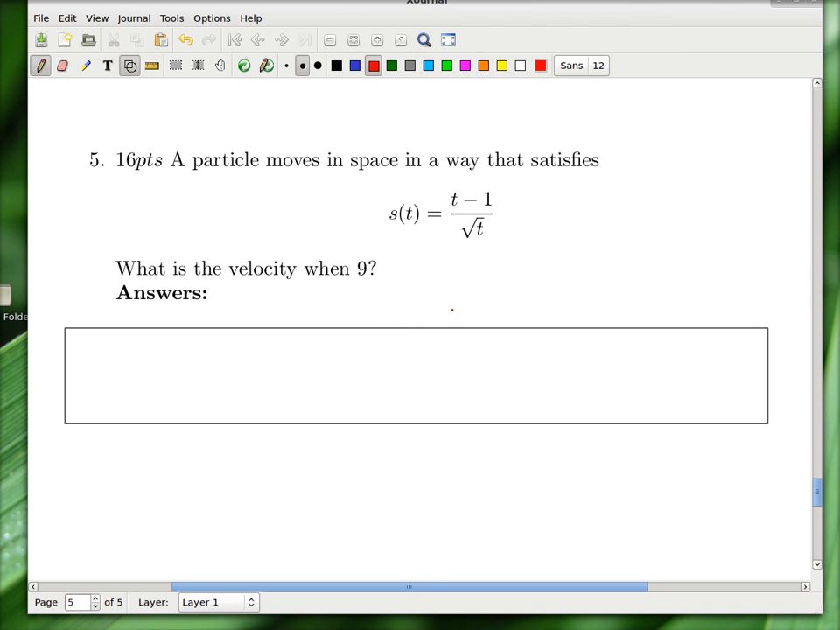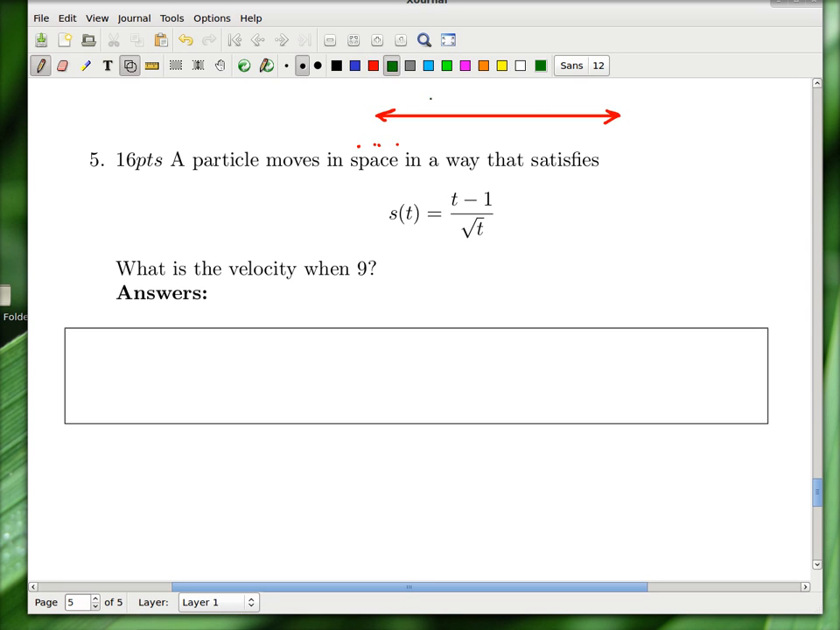Okay, so number 5 is, believe it or not, a question about the derivative. And it's about one-dimensional motion. So it says a particle moves in space, so this is one-dimensional space. What does one-dimensional space look like? It just looks like a line. It could be a horizontal line or a vertical line.